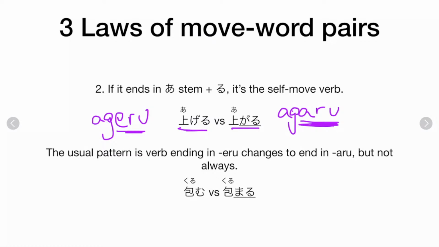Okay. And again, this is a usual pattern, but not always. For example, kurumaru is the self move, but it becomes just kurumu, not kurumeru. Okay.